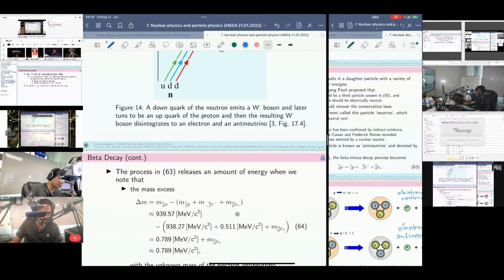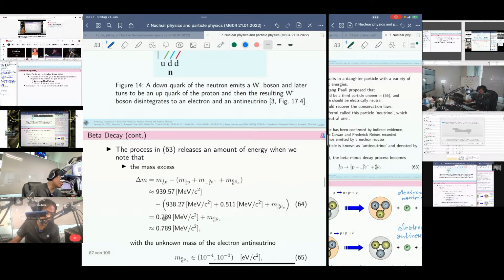If we don't know the mass of the electron antineutrino, we are going to estimate or approximate it. You need a special device to detect the mass of the electron neutrino, but that is beyond human ability right now. At least humans know that the electron neutrino exists, but we are not able to measure its mass right now. The mass difference is found to be 0.789 plus the mass of the electron antineutrino, but we don't know the exact value for the mass of the electron antineutrino.